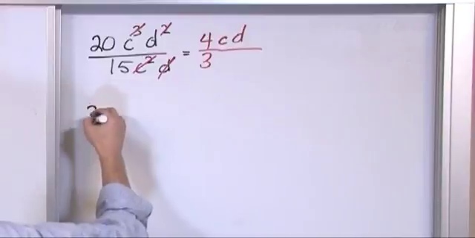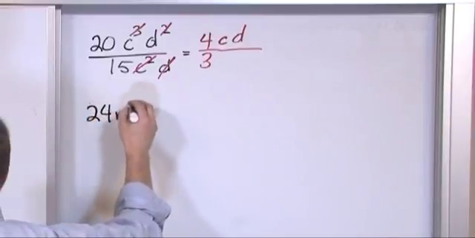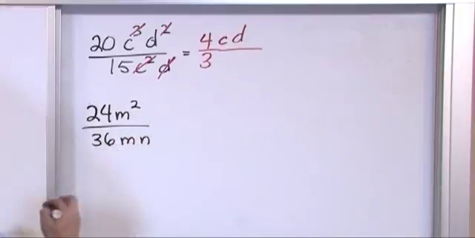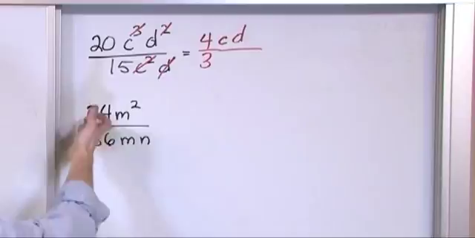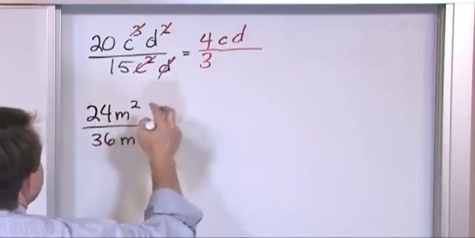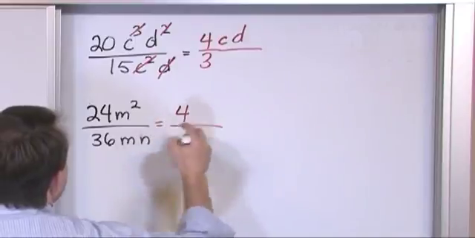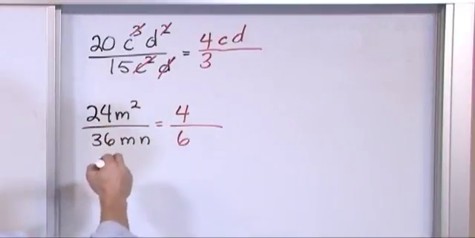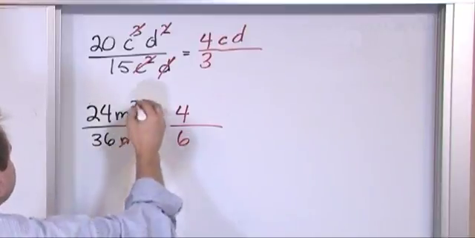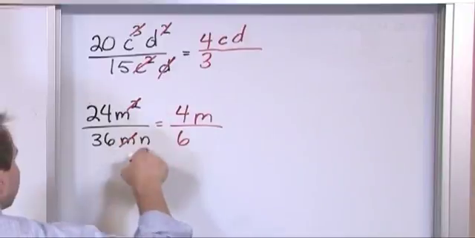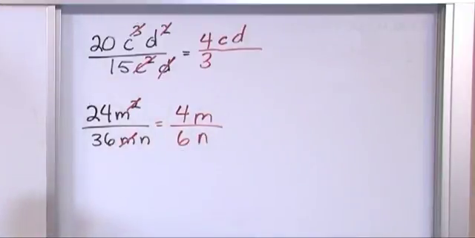Well, we can have something like 24m squared over 36mn. So how do we handle this? Well, we'll just pick the first number that comes to mind. I can do 6. I can divide top and bottom by 6. So 24 divided by 6 will be 4, and 36 divided by 6 would be 6. And then as far as the letters go, one of these m's cancels with one of those, leaving me with 1 m on the top. N doesn't cancel with anything, so it stays on the bottom.